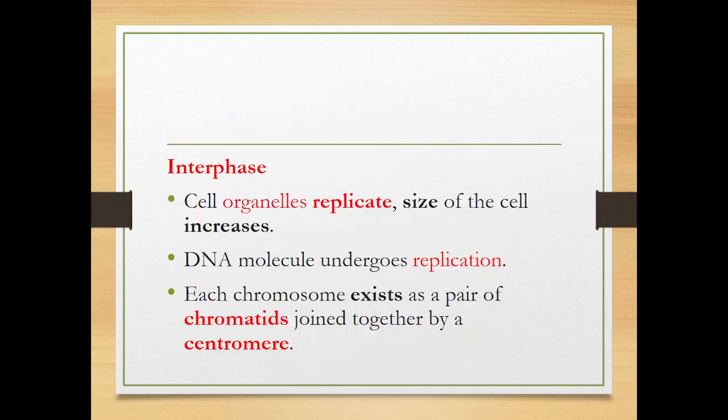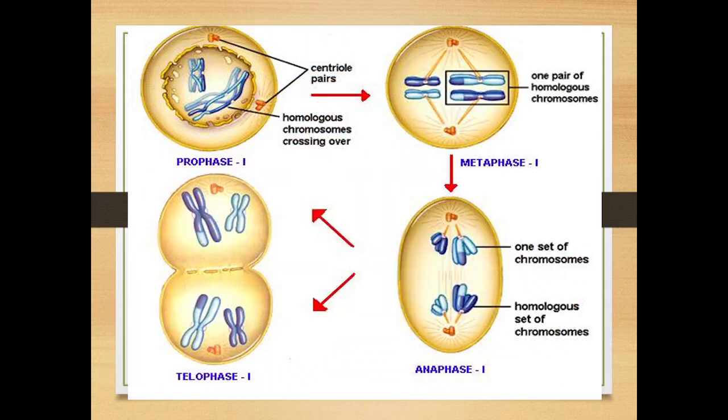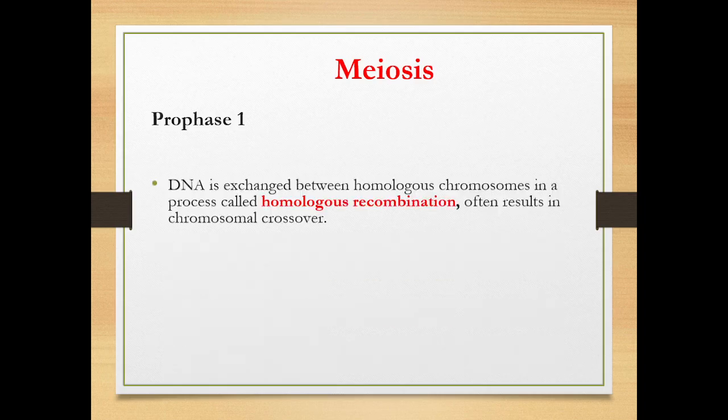Then we have interphase, which I already explained in part 2, and this diagram I also explained in part 2. Now, let's quickly look at meiosis 1. I'll start with prophase 1. This is where I ended, and this is where my explanation will start from today.